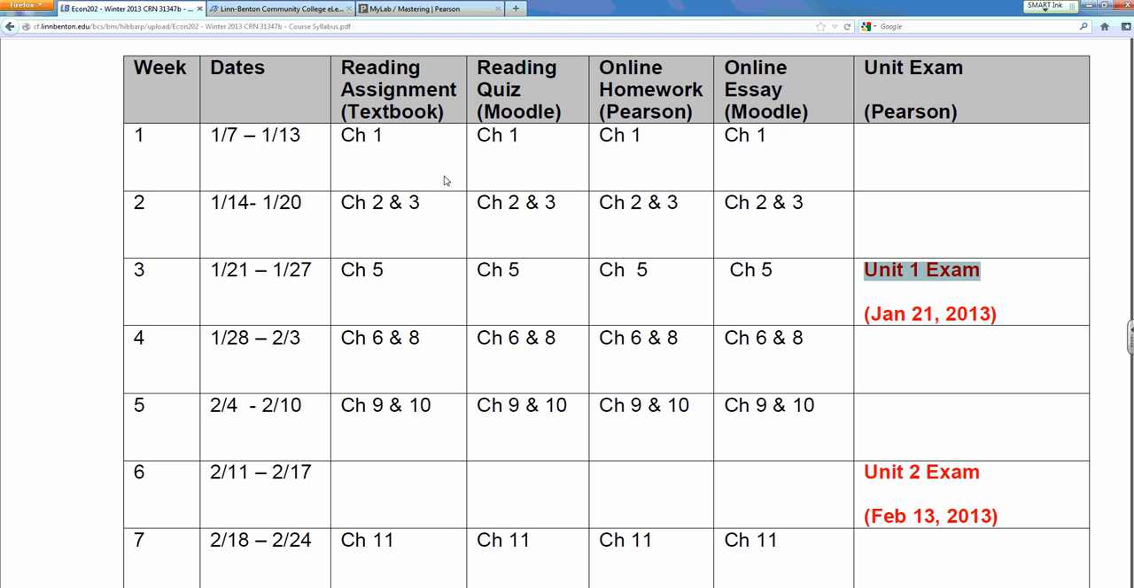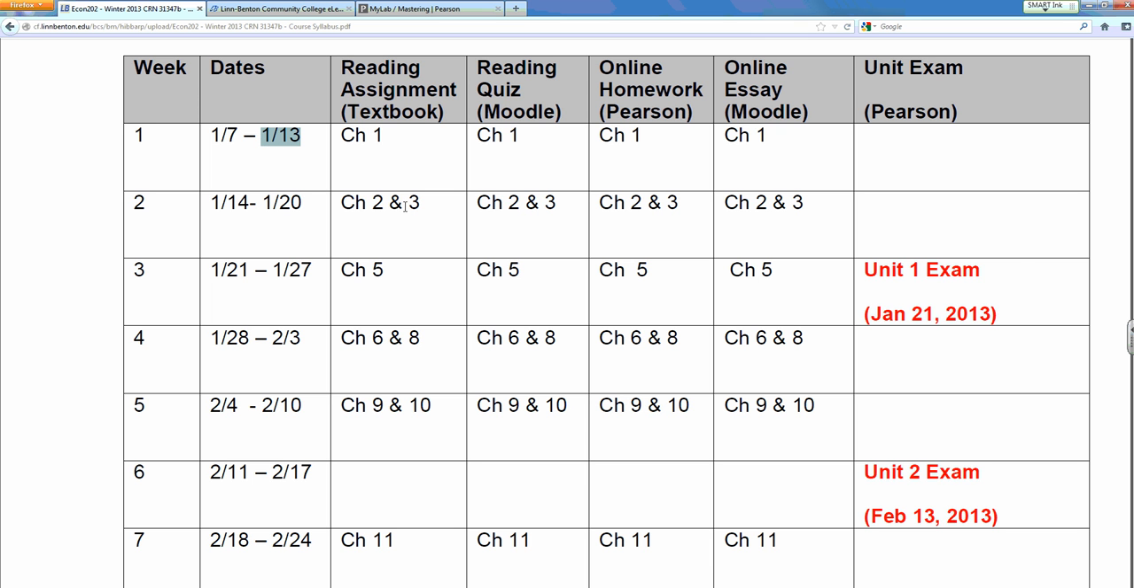All assignments other than exams, so the reading assignment, reading quiz, online homework, online essay, are all due at 11:55 on Sunday of that week. So in this case, on Sunday, January 13th, your reading quiz, online homework, and online essay are all due on Sunday, January 13th at 11:55 p.m.